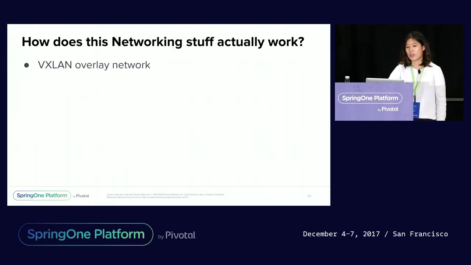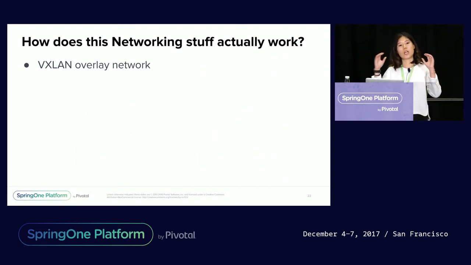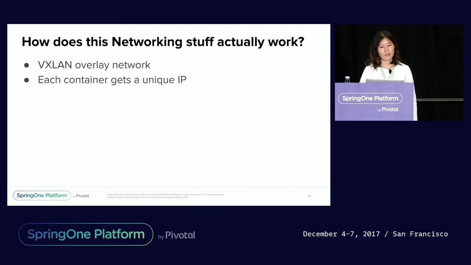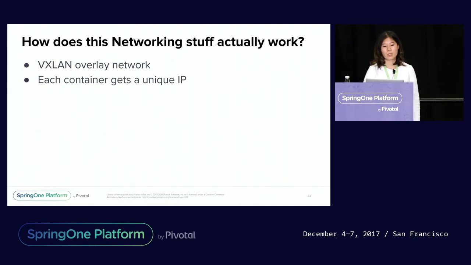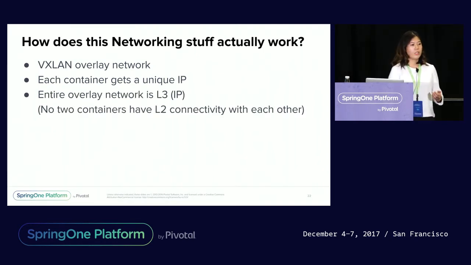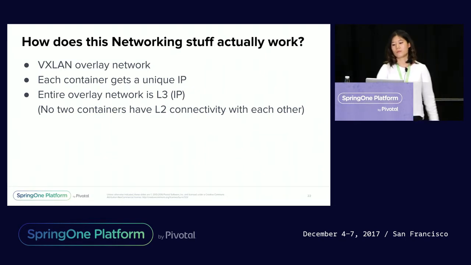Well, with the container-to-container networking solution, we introduced a VXLAN overlay network. So this is a network that's on top of your physical network, as long as it's a private range that doesn't conflict with anything else in your Cloud Foundry deployment, you're good to go. And every single container that's created in your Cloud Foundry gets a unique IP from this overlay network. So the entire overlay network is based on layer 3 traffic, so the IP layer. So no two containers have layer 2 connectivity with one another. We're doing everything at the IP level.